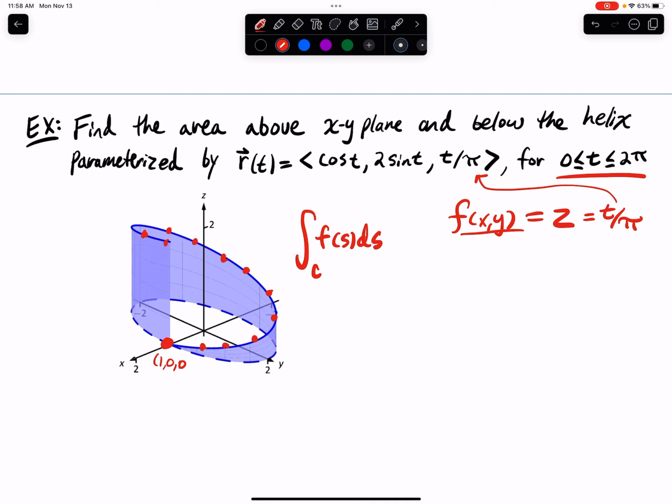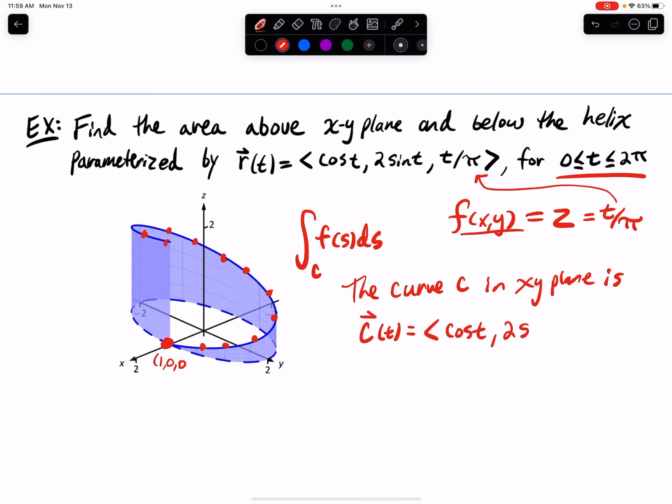So how do we handle this? The curve C in the xy plane is, well, we just drop the z component. C of t is cosine t, comma 2 sine t. So this is the ellipse, right? Let me highlight that part. This is the ellipse on the xy plane here. That's what this represents.